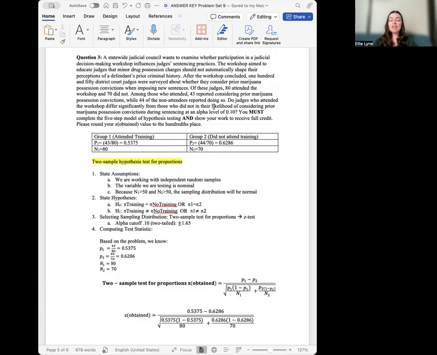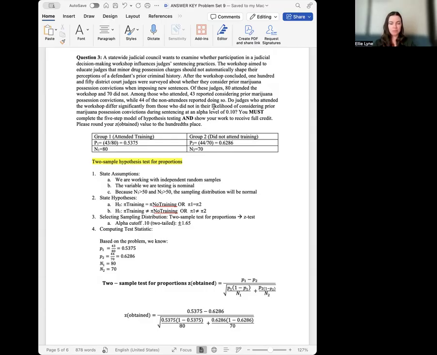The variable we are testing is nominal. Again, whether you attended the workshop or not, it's a yes or no binary category. And because both of our sample sizes for our group 1 and group 2 exceed a sample size of 50, the sampling distribution will be normal. I see here in group 1 that I have a sample size of 80, and in group 2 I have a sample size of 70, so we're good there. Can check off each of our 3 assumptions here.